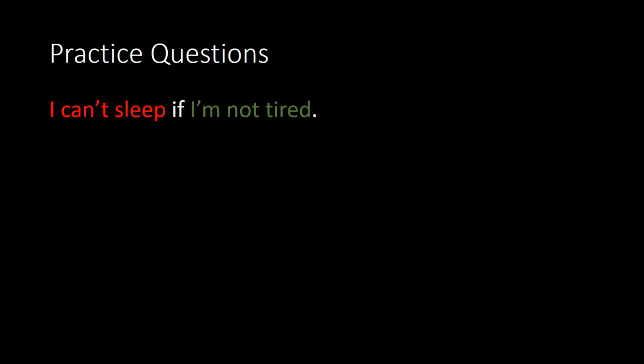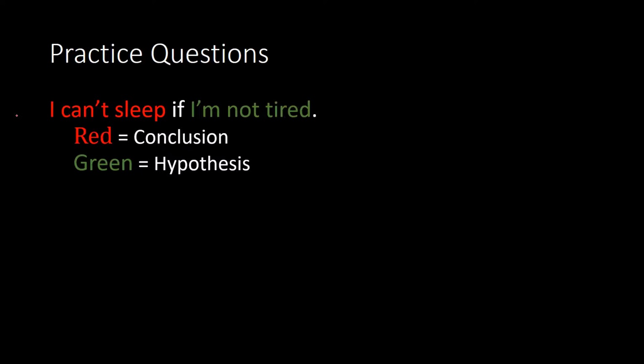Here's another example. I can't sleep if I'm not tired. If you said I can't sleep is your hypothesis, you would actually be incorrect. Even though I can't sleep comes first, notice that the part with the if word would be I'm not tired. If I'm not tired, then I can't sleep. The word then is not written, but is kind of assumed. So because if I'm not tired is the one phrase, that's going to be your hypothesis. It's with the if. So the red part would be the conclusion. The green part would be the hypothesis.